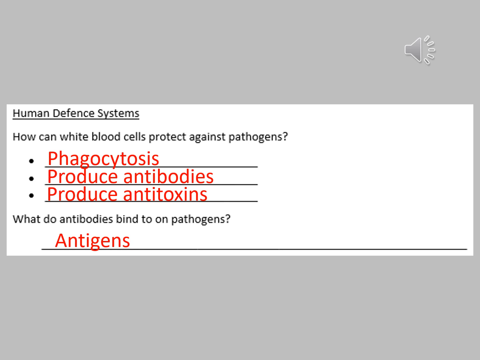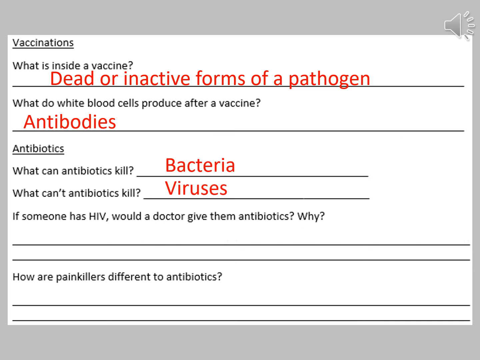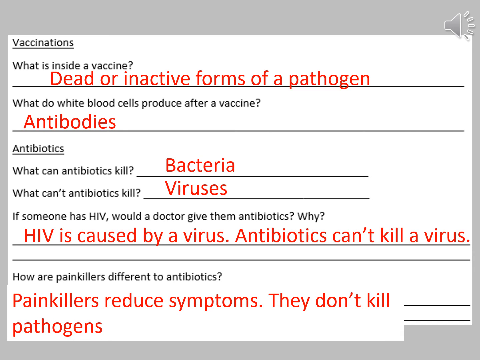There are 3 things white blood cells can do to protect against pathogens. These are phagocytosis, producing antibodies, and producing antitoxins. Antibodies bind to the antigens on pathogens. In a vaccine, you find a dead or inactive form of the pathogen. After a vaccine, white blood cells will create antibodies.